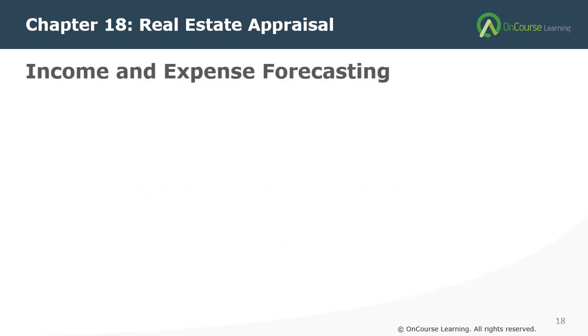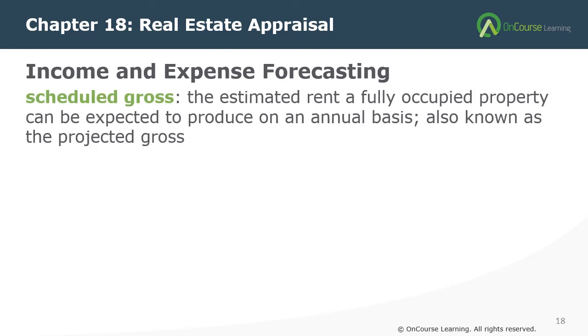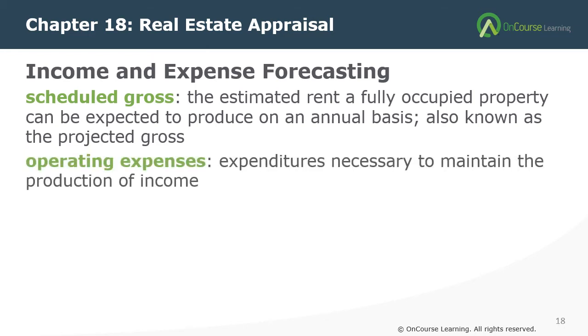Well, how do you find the income necessary to capitalize? Well, there's different types of income. First, we start with scheduled or projected gross income. That's the estimated rent a fully occupied property can be expected to produce on an annual basis.